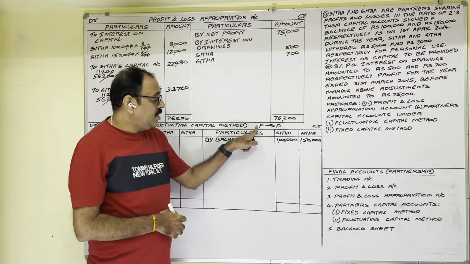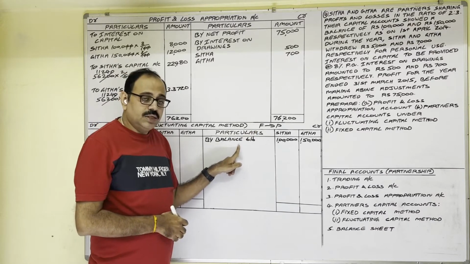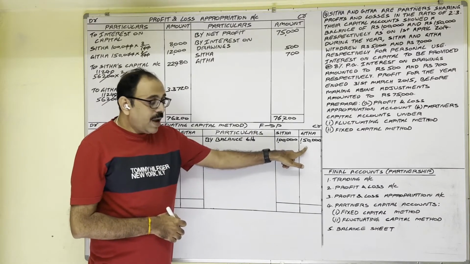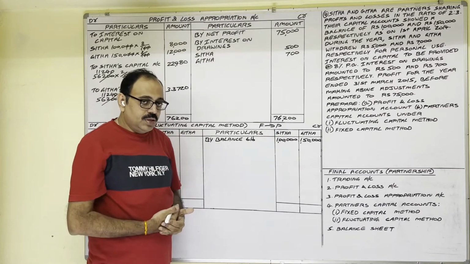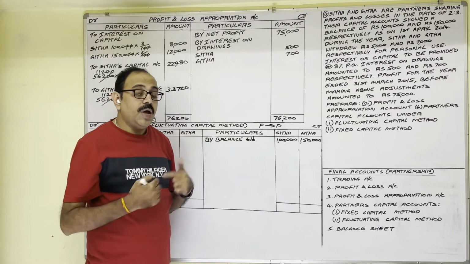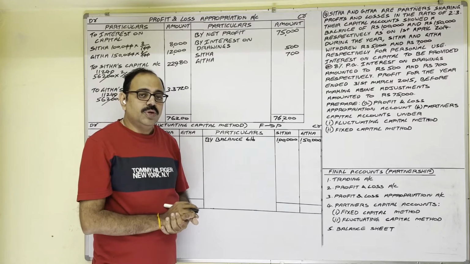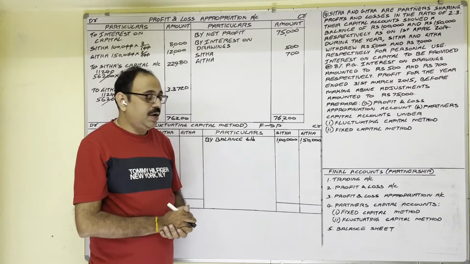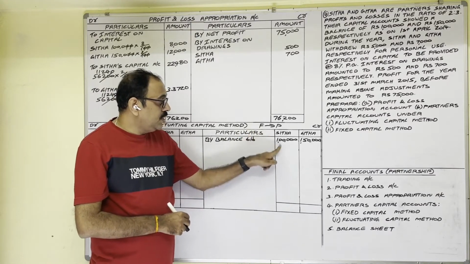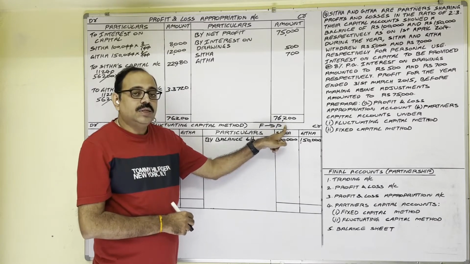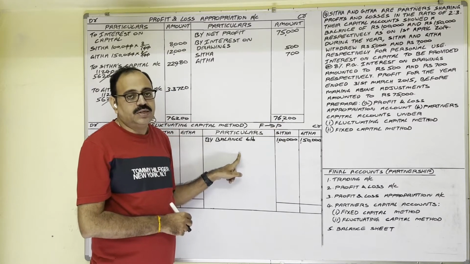Otherwise, under this hint method also we will analyze. Partners brought capitals into the firm. Suppose they are retiring. The firm has to return these amounts to them, no? So at the time of retirement, the firm has to return these two amounts to the partners. That is why we are writing this on the credit side.